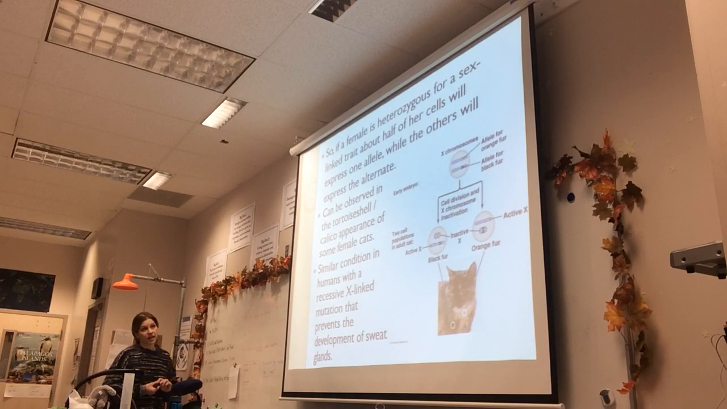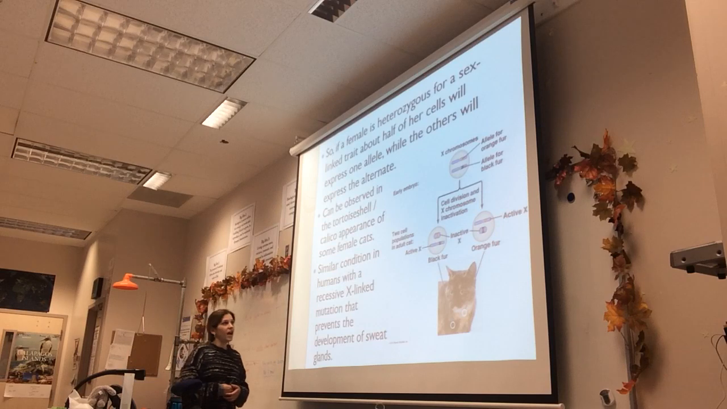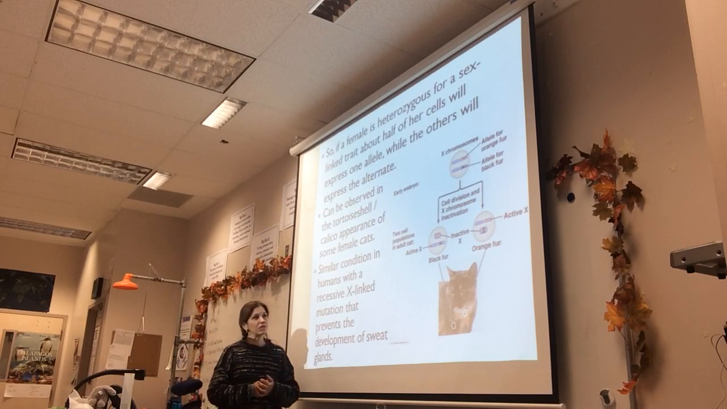We can observe this in calico cats, okay, where orange is on one X chromosome and black is on the other X chromosome. Okay, you can't have a male calico. Now, every year somebody wants to argue that with me, and I say, well, you can have a male cat that has a weird coloration, but they're not a true calico, because in order to be a calico, you have to have two X chromosomes.